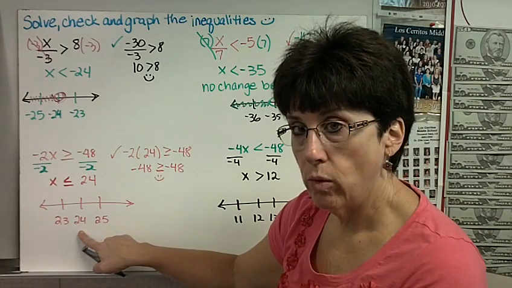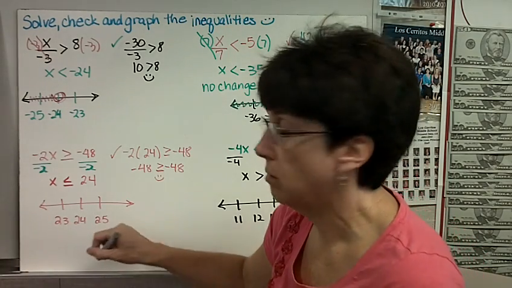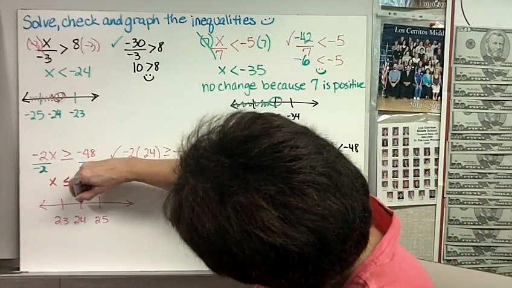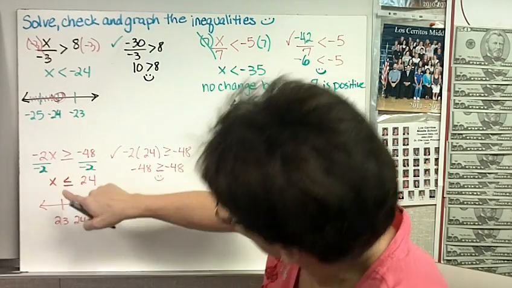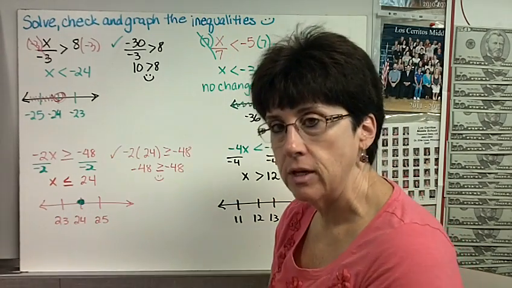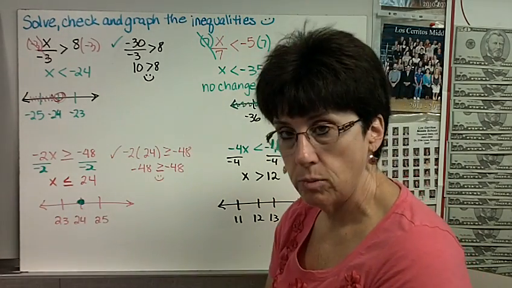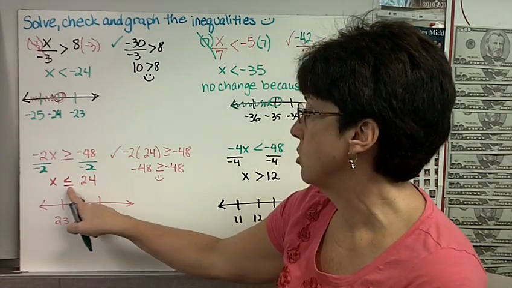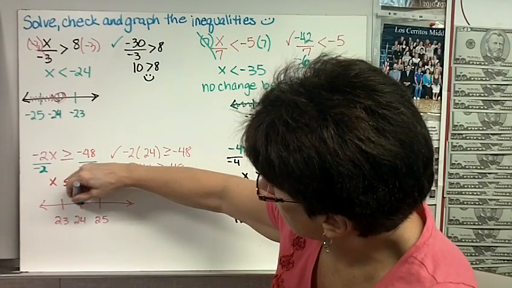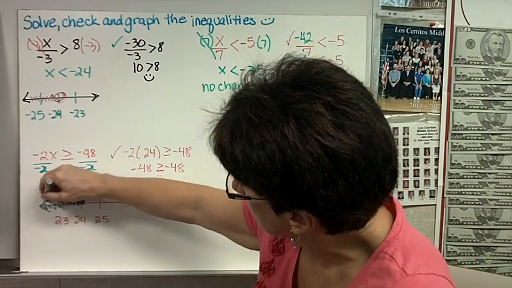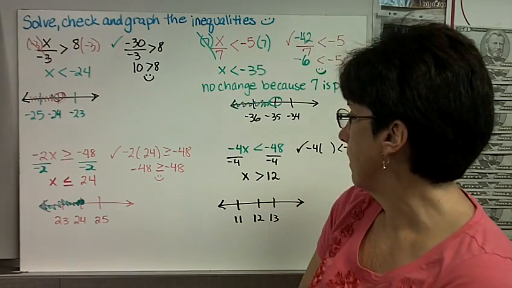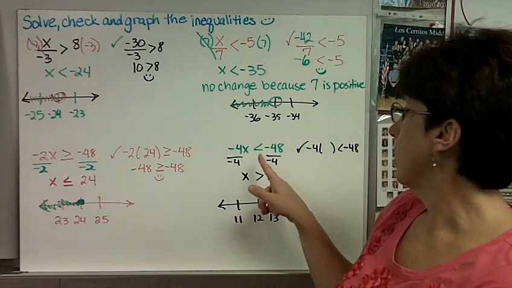Is my circle, my point, open or closed? Hopefully you answered closed. And it's closed because it has the or equal to, because if you were just graphing x equals 24, you just put a point like that. And which direction do I go? Once again, I go to the left. I must like the less thans. All right, let's do another one.